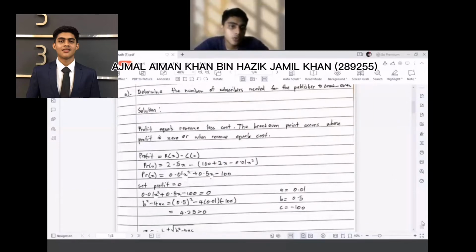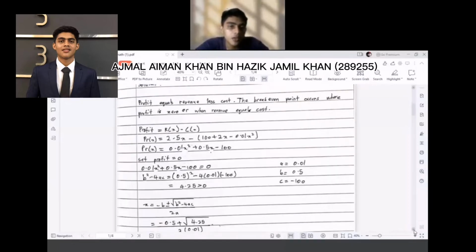So the solution is profit equals revenue less cost. The break-even point occurs where profit is zero, or when revenue equals cost. We get the profit function by taking the revenue function minus the cost function. The profit function we will get is 2.5x minus (100 plus 2x minus 0.01x squared). So the profit function will be 0.01x squared plus 0.5x minus 100.